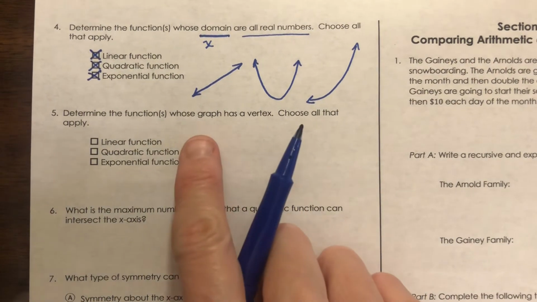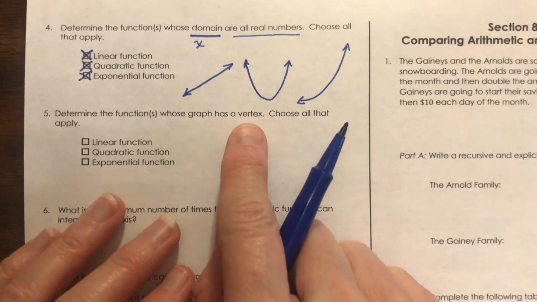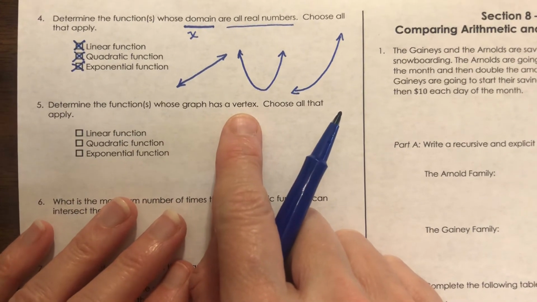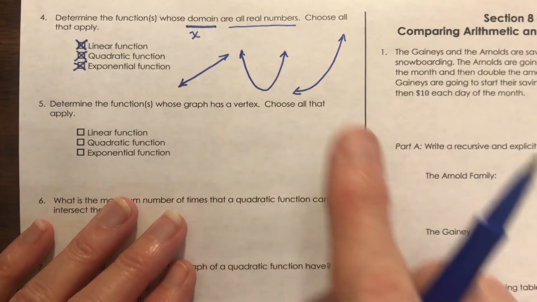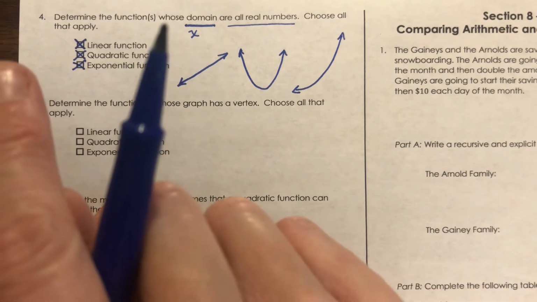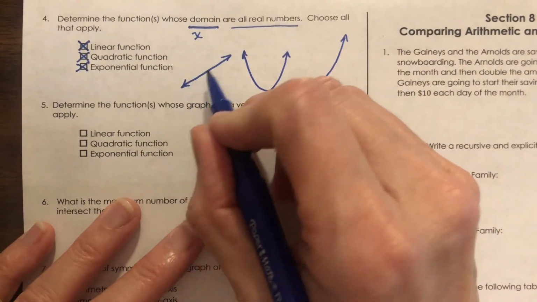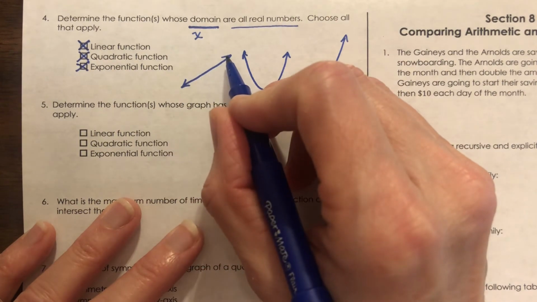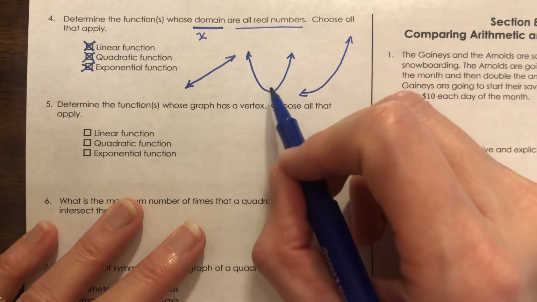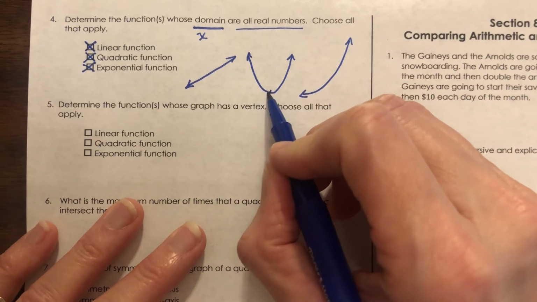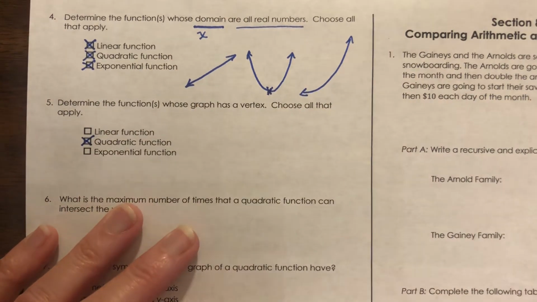Determine the function or functions whose graph has a vertex. So do you remember what a vertex is? That's that maximum or minimum point where you are traveling upwards, but then you turn and come down, or you are going downwards and you turn and come up. So let's look at that linear function again. Does this ever change directions? Nope. Does the quadratic function? Yeah, there's the vertex right there. That's our turning point. So yeah, this one has a vertex.